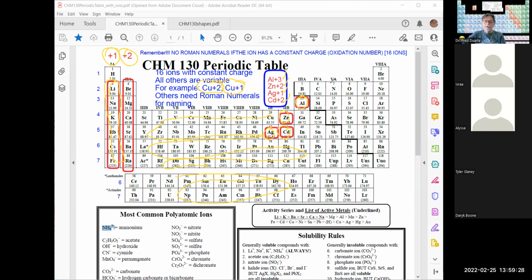For these guys here, the nitrogen and the phosphorus, when they become ionic, -3. Oxygen, sulfur, -2. All the halides, -1, 100% of the time with respect to their charge.